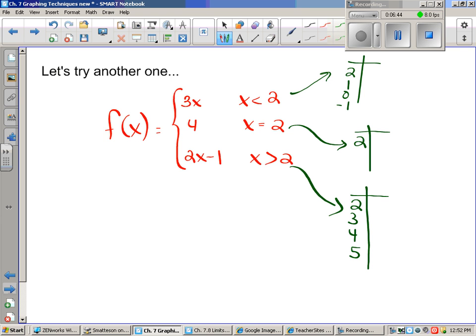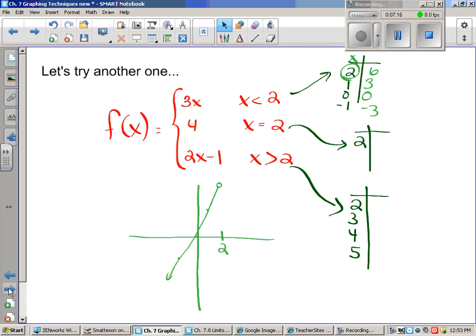And then coming back to that first chart, I would say, okay, x's that are less than 2, I'm going to put in place of x at 2, and I would get 6 and 3 and 0 and -3. And so drawing that part of the graph at 2, I would go to 2, 6 and have an open circle. And then I would have 1, 3, 0, 0, -1, -3. And I noticed that line that would draw right down. Great. At x equals 2, it tells me that it's 4. So at 2, it is at 4.